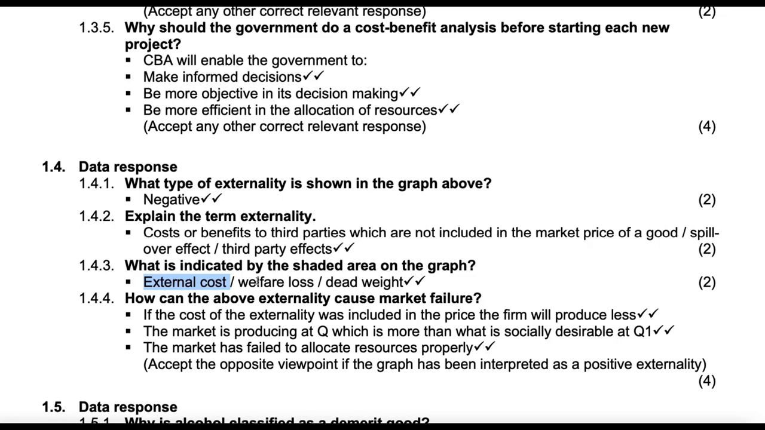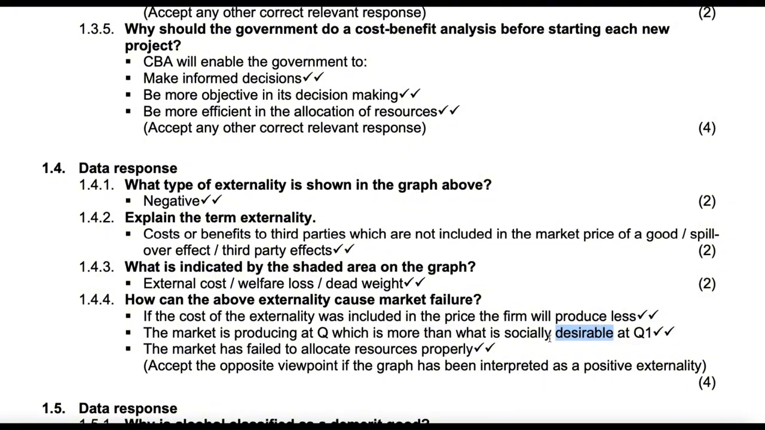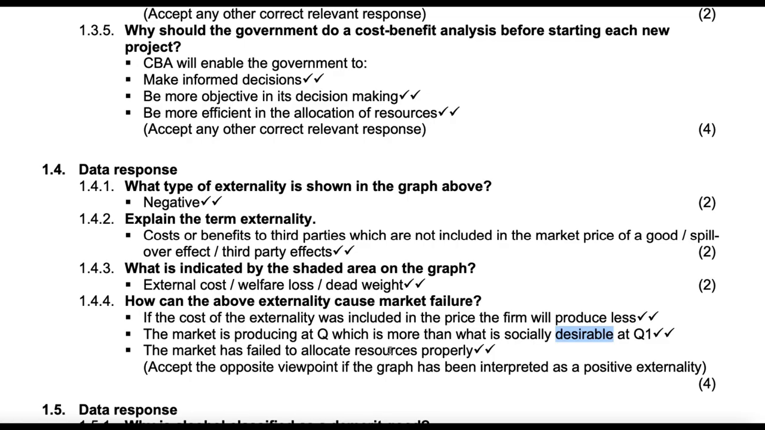Then how can the above externality cause market failure? Well, if the cost of the externality was included in the price of the firm, the firm will produce less. I don't like this answer. Then let's see. The market is producing at Q, which is more than, yes, this I like, more than what the society desires. Yes, I like this. Then the market has failed to allocate resources properly. Yeah, I don't know what they were thinking to just give this, especially the first one. They were supposed to rephrase this and put it better.